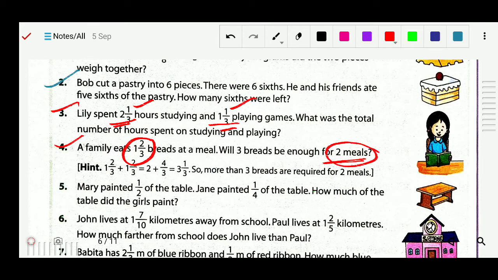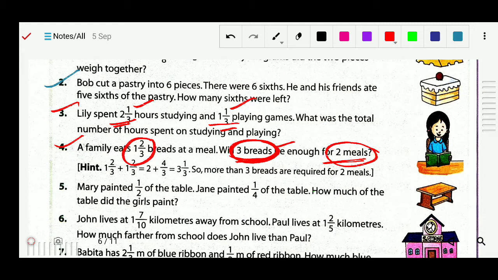2 times. And they have only how many? They have only 3 breads. So the question is asking that one time I am eating 1 and 2 by 3 breads, and I have to eat for 2 times, but at my home there are only 3 breads.